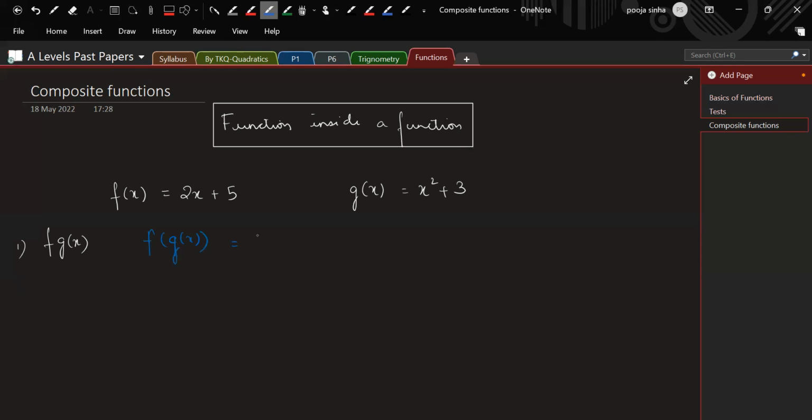Then you do equal to 2, then the x value will be replaced by g(x)'s function, so bracket x square plus 3 bracket close plus 5. Let me do the first step where I replace here, and then we can do the next step. So 2 times x square plus 3, and plus 5. So what is the answer? 2x square plus 6 plus 5. So it should be 2x square plus 11. Superb. So we got the answer for this one.